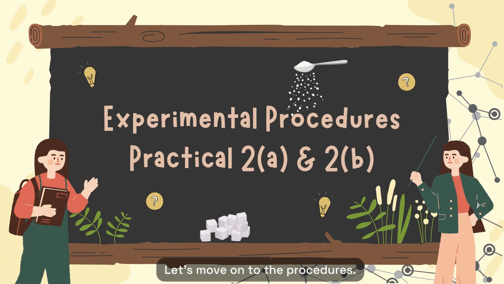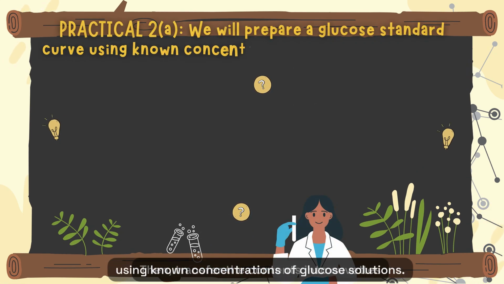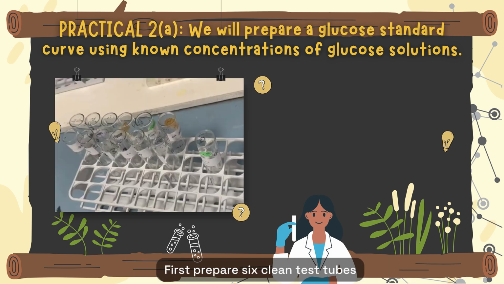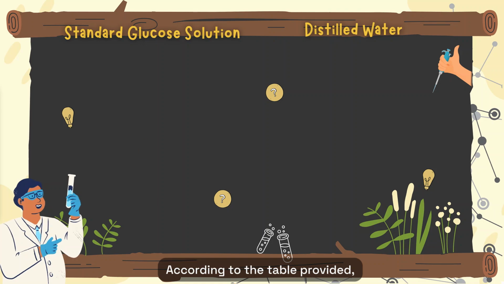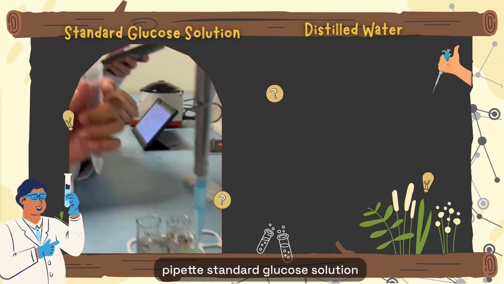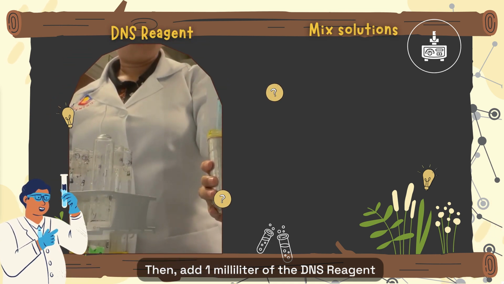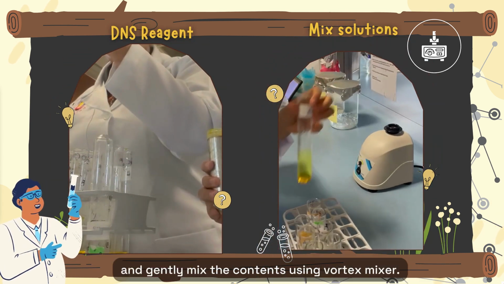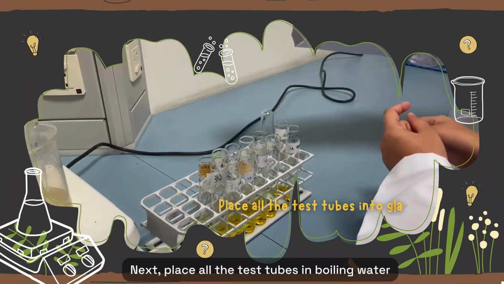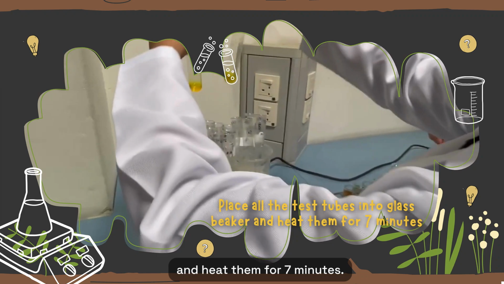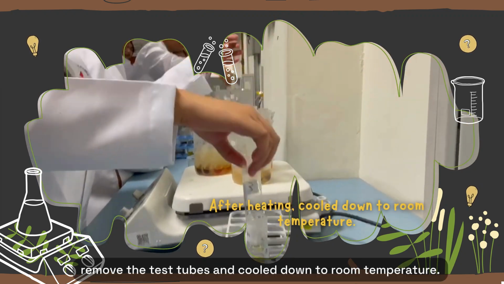Let's move on to the procedures. For Practical 2A, we will prepare a glucose standard curve using known concentrations of glucose solutions. First, prepare 6 clean test tubes and label them from number 1 to 6. According to the table provided, pipette standard glucose solution and distilled water into each test tube. Then, add 1 ml of DNS reagent into each test tube and gently mix the contents using a vortex mixer. Next, place all the test tubes in boiling water and heat them for 7 minutes. After heating, remove the test tubes and cool them down to room temperature.